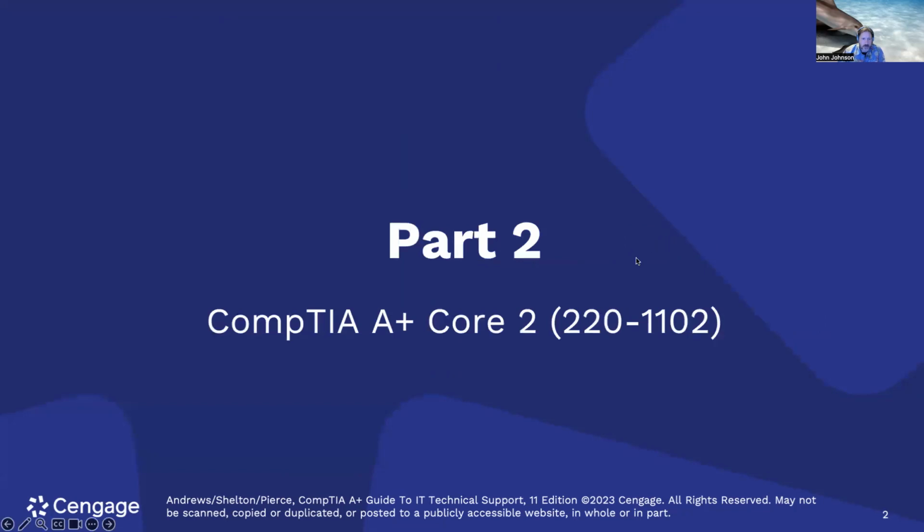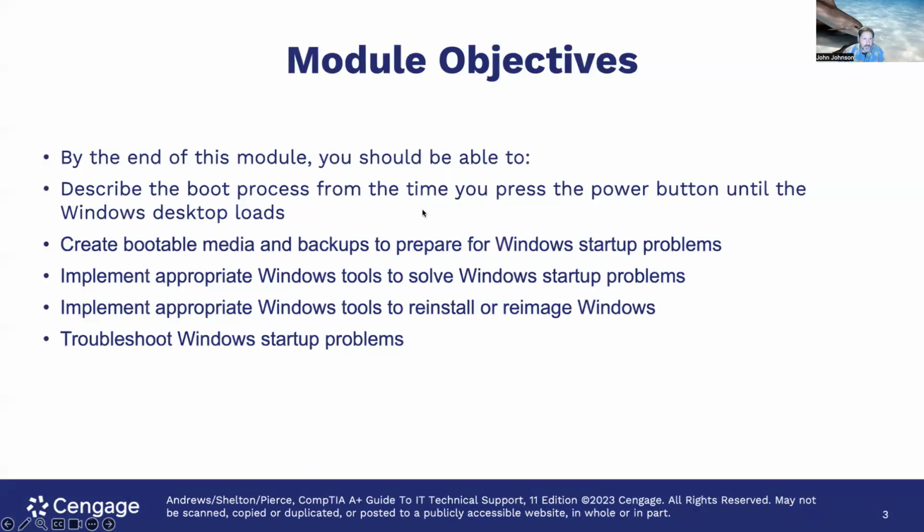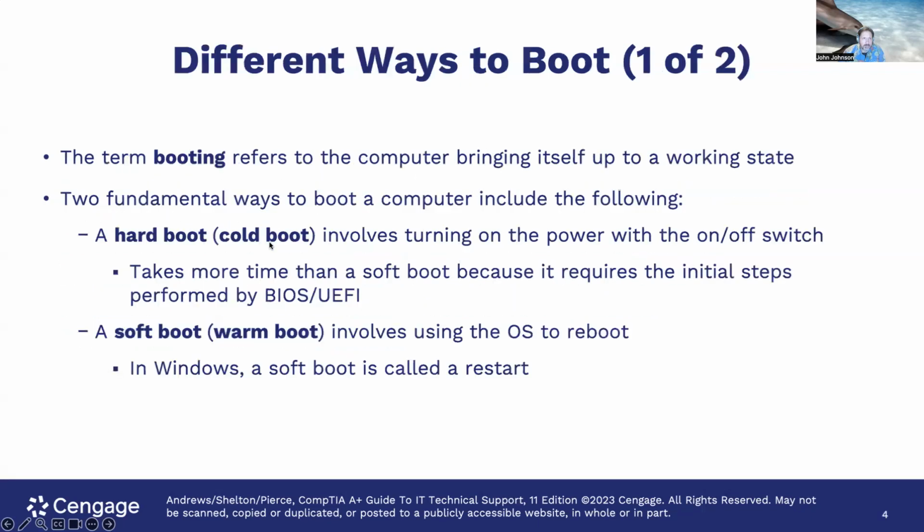This is Part 2, CompTIA A+ Core 2, 220-1102. In this module, we intend to do several things. We're going to describe the boot process from the time you press the power button until the Windows desktop loads. We're going to create bootable media and backups to prepare for Windows startup problems. We're going to implement appropriate Windows tools to solve Windows startup problems, implement appropriate Windows tools to reinstall or reimage Windows, and troubleshoot Windows startup problems.